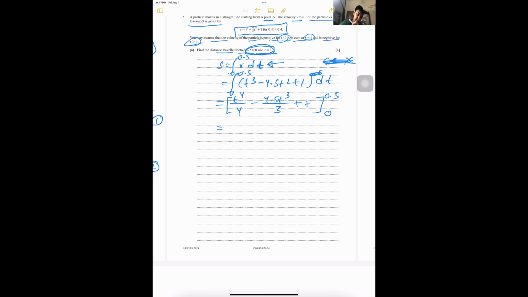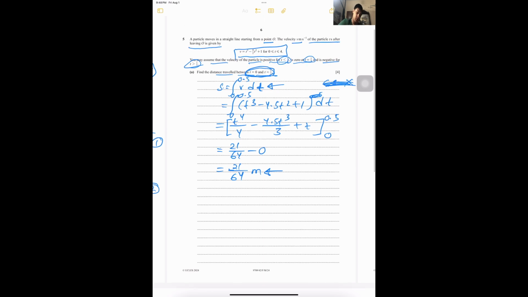So let's see. You can either show the placement of the limits or just show the calculated value of each of the limits, which I will just show what I mean. I will put the limits in my calculator, and plus 0.5. So it's 21 by 64 minus 0, which in the end is 21 by 64 meters. So that is your first answer. Let's go to part B. I hope this was clear.